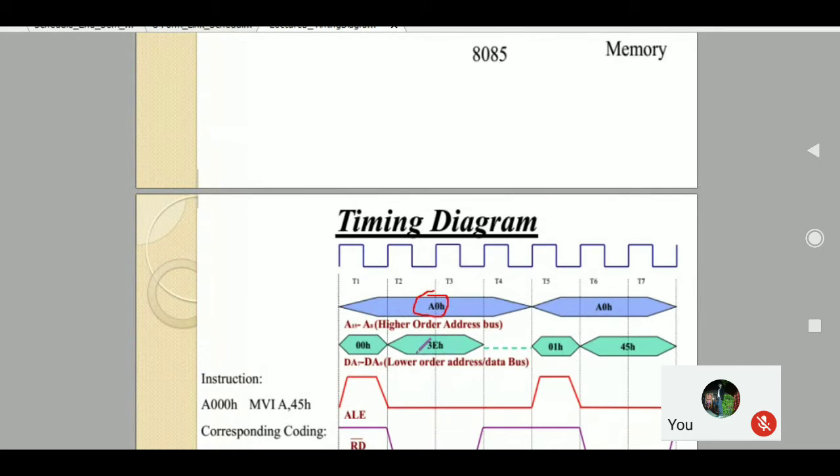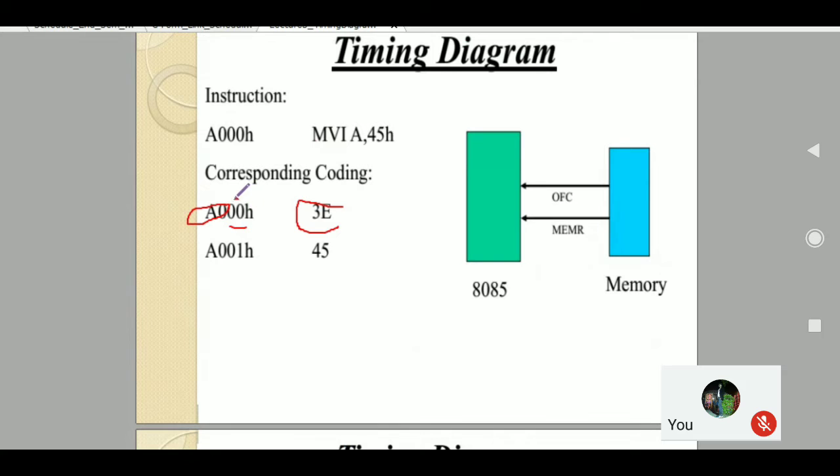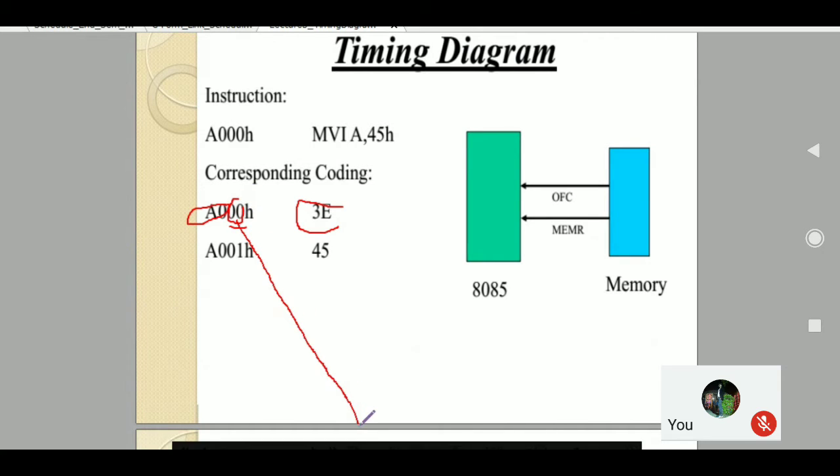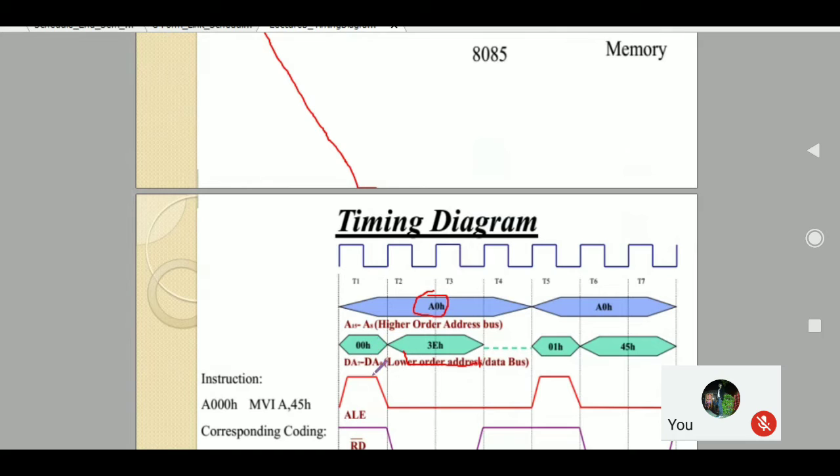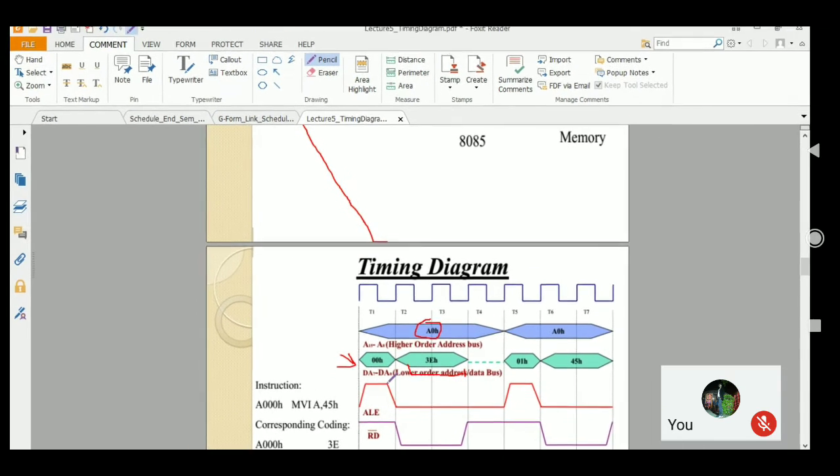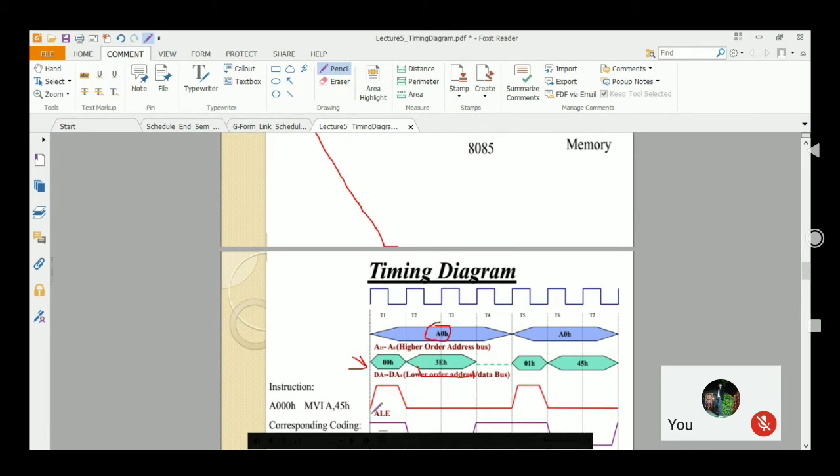In the opcode phase, MBI takes two clock cycles. After that, the lower order address will go to the lower address bus. The lower order bus is nothing but here. The higher order address will be here, and again the lower order will be here. Again, for generation of the lower order address, I need to enable ALE, I have to make ALE high.